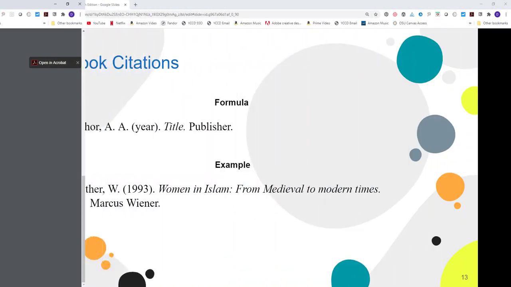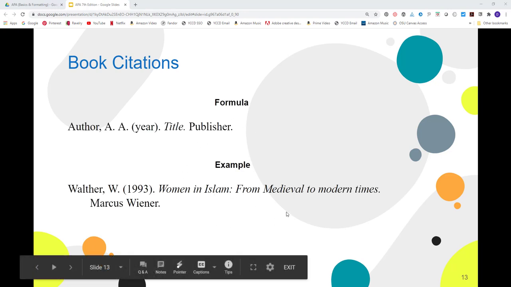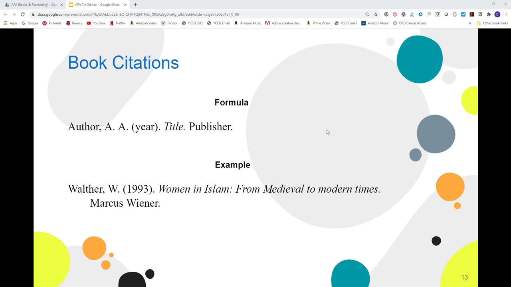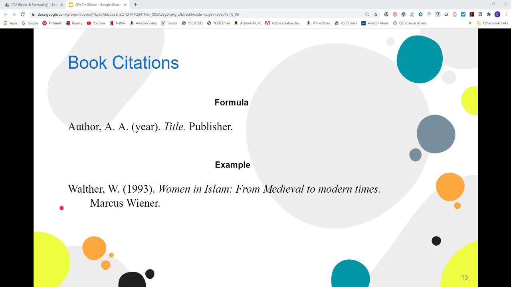A citation for a book has the least amount of components, which makes it a good starting point. You see the formula and an application of the formula on this slide and most other slides. There are 4 components needed to create a citation for a book: author, publication year, title, and publisher. You will also want to take a look at the formatting for the citation.